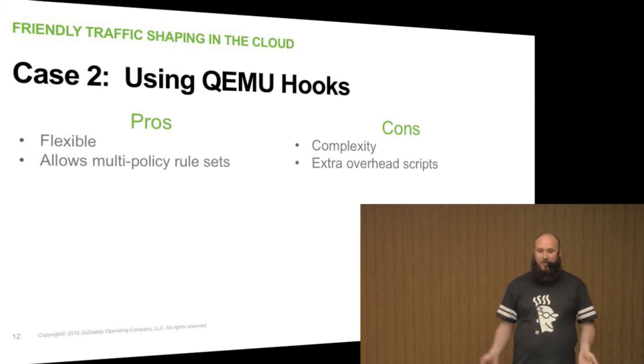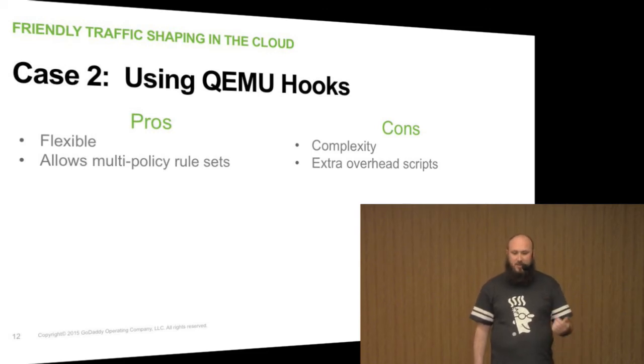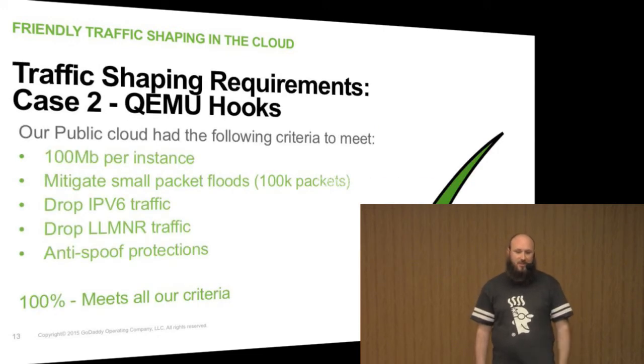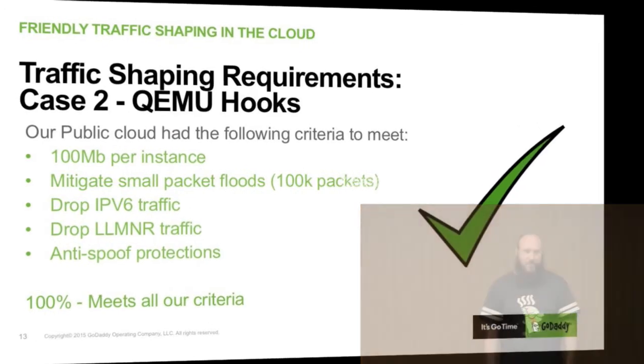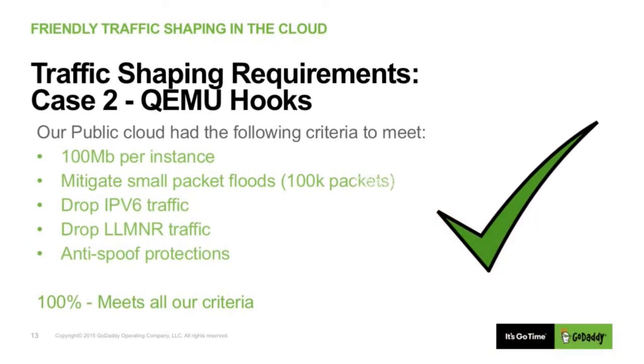If you want to just rate limit certain types of traffic, you can. You can have multiple rule sets and policies in place. And I put, as a con to this whole thing, that it's kind of complexity and lots of overhead in writing your scripts, maintaining them, and everything like that. But overall, it's pretty easy. So with the hooks in place, you're able to meet all the criteria that we needed. So we're able to limit all the guests to 100 megabit inbound and outbound. We mitigate packet floods. We drop the IPv6 traffic and the Windows Discovery Protocol packet and get all the anti-spoof.